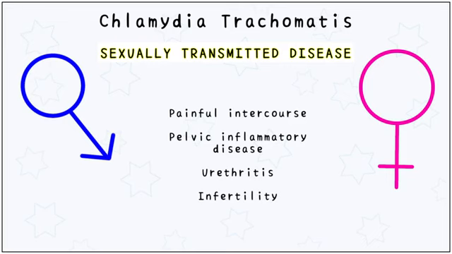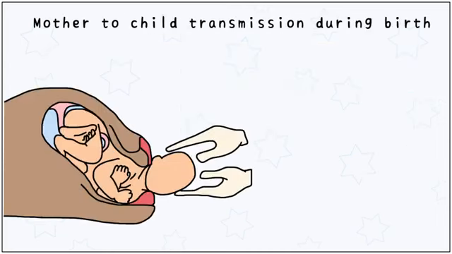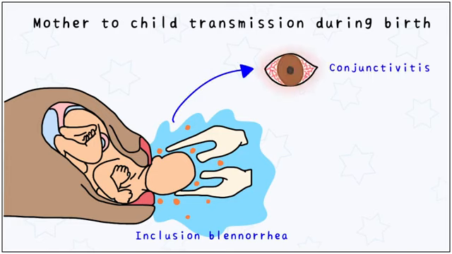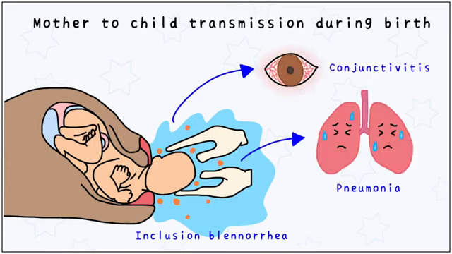The serotypes involved are D to K, which is an easy mnemonic to remember if you just fill in two alphabets. In case of a mother carrying the infection, it can be transmitted to the child during the delivery. It causes inclusion blennorrhea, which is the secretion of large quantities of mucus that eventually infect the child. It can cause conjunctivitis and pneumonia in the newborn.